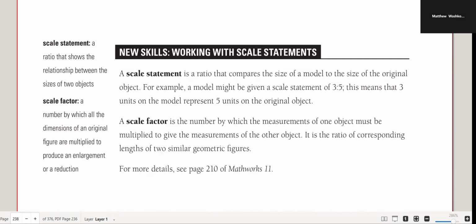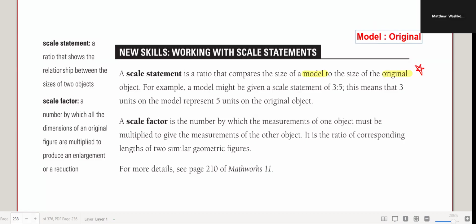Because now we're going into scale statements and scale factors. Now, a scale statement is a ratio that compares the size of the model to the size of the original. And I really want to make a key point of that. It is always model to original. Always, always, always. Again, I really need to emphasize that.